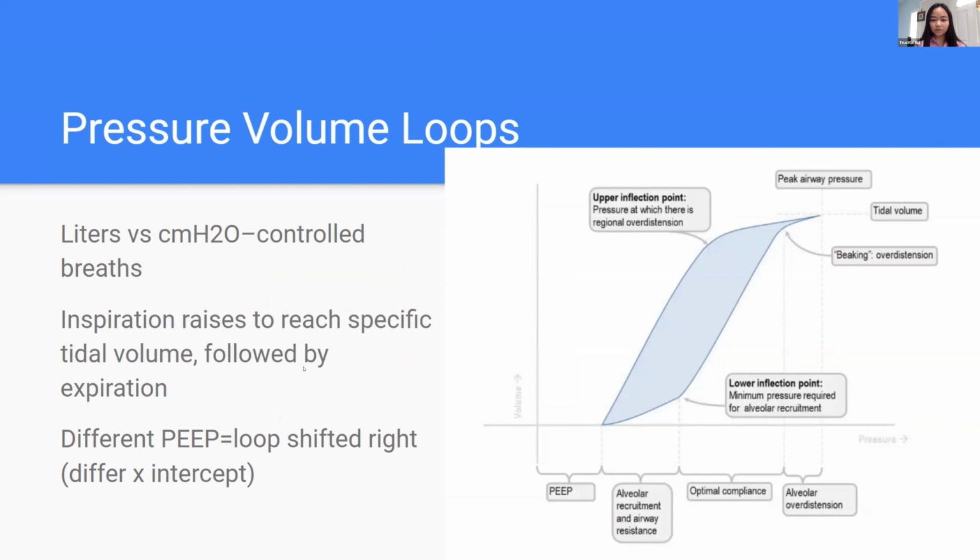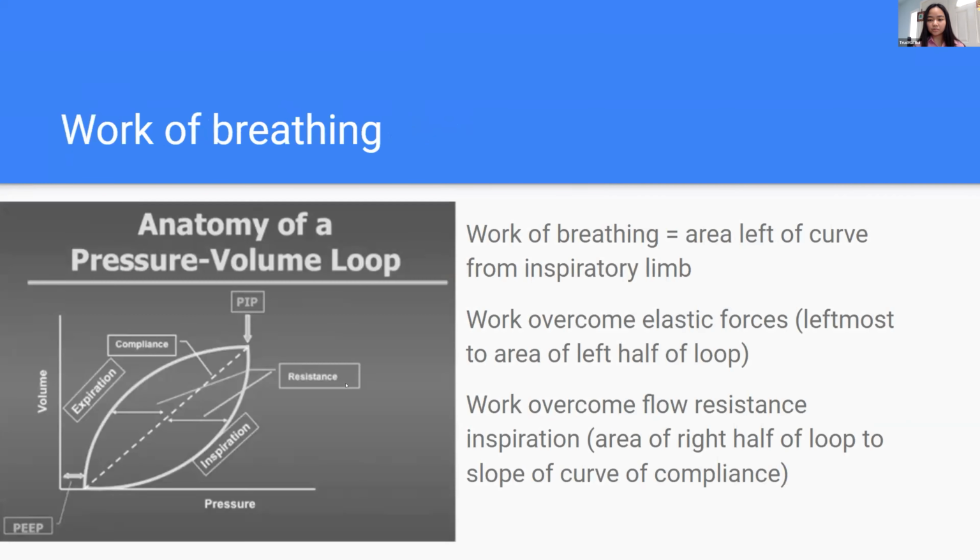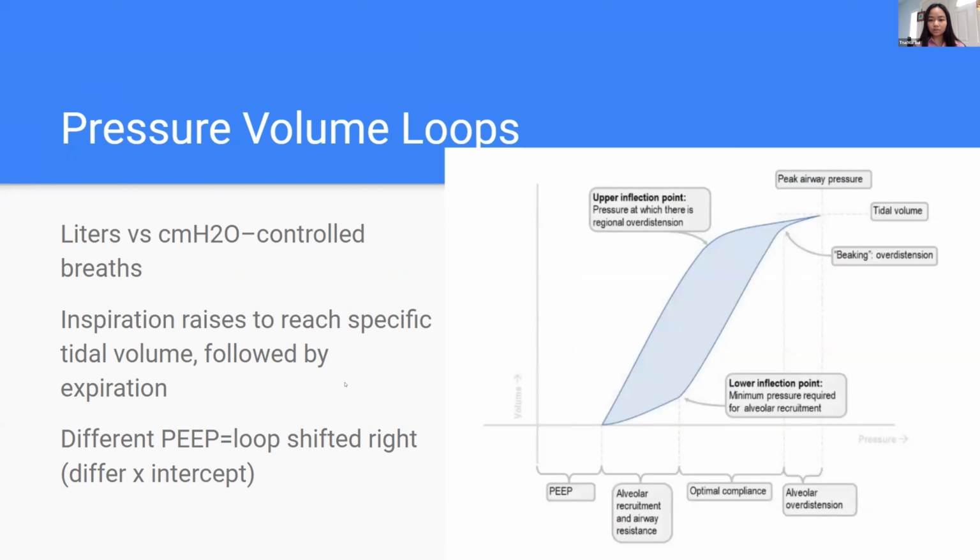In the pressure volume loop here, we can observe the peak end expiratory pressure and the lower inflection point, which is the minimum pressure required for alveolar recruitment. It increases towards the tidal volume and peak airway pressure, and then during exhalation up to this upper inflection point.